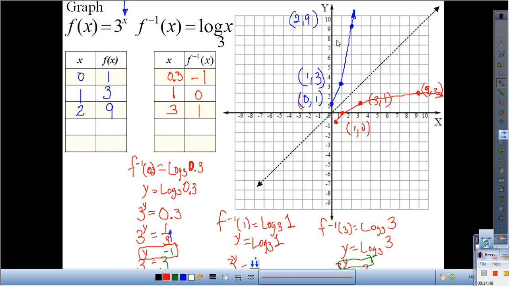There it is. Is it reflecting? Pretty much. The only point that I'm missing here would be one right here. So what was this point? This point was 1/3, negative 1. So what would you think it would be on the other one? Yeah, negative 1, 1/3. There it is.